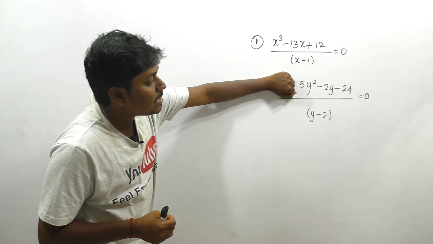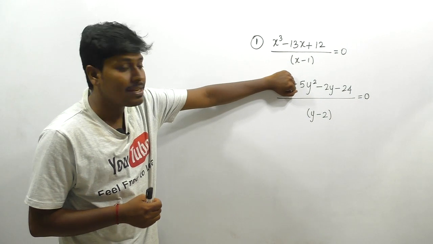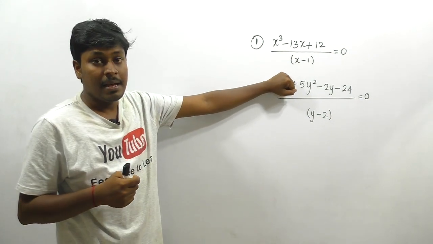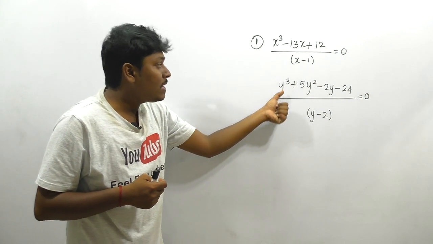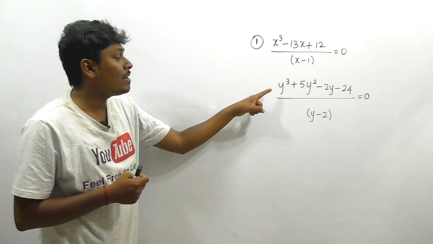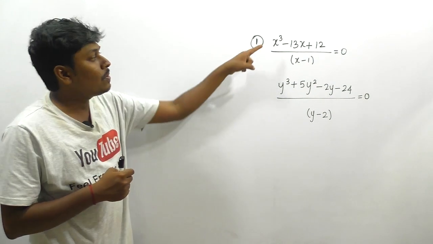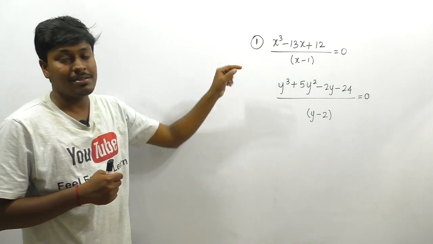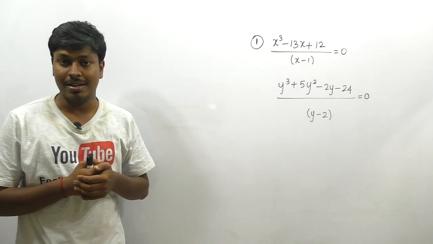Listen carefully, friends. If the expression starts at 5y square minus 2y minus 24, then I can say that the numerator is quadratic. But now it starts at y cube plus 5y square minus 2y minus 24, so I can't say that the numerator is quadratic. Similarly, look at the x term, friends. The expression starts at x cube, then x and a constant. So both the equations are not quadratic.